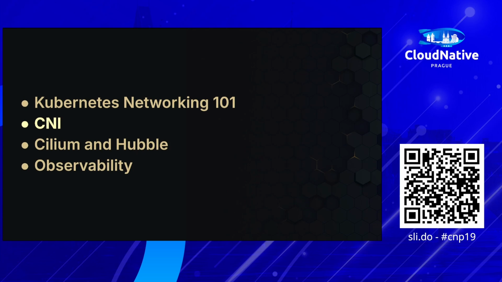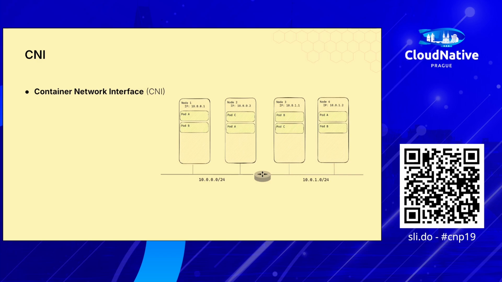Then, let's do an intro to the CNI, what that concept is. So, container network interface. The very basic idea is that Kubernetes as a project doesn't prescribe a specific implementation of how this cluster network should be implemented. It allows for different projects to implement the network in different ways.